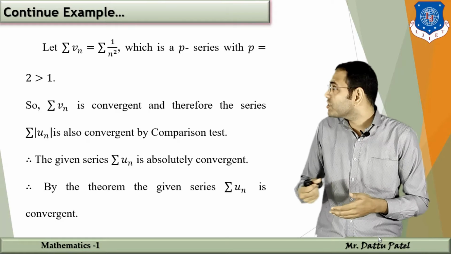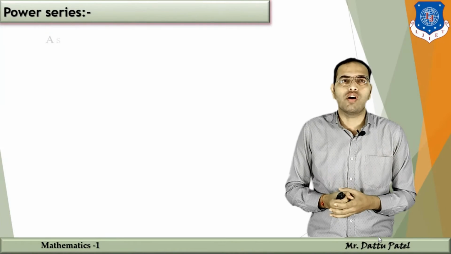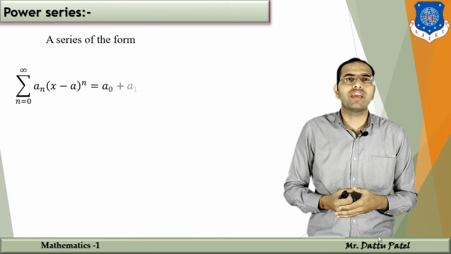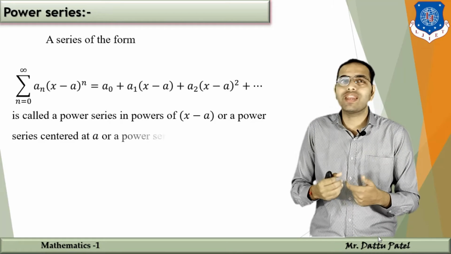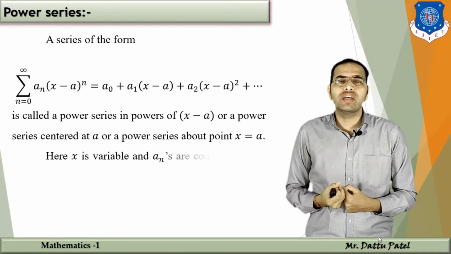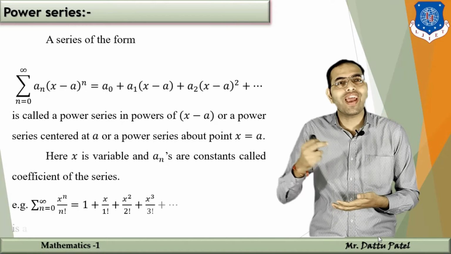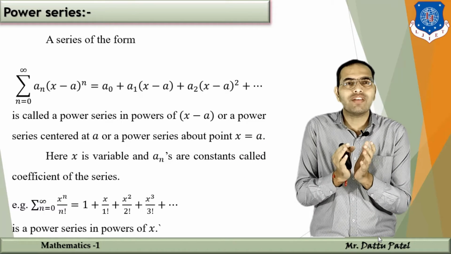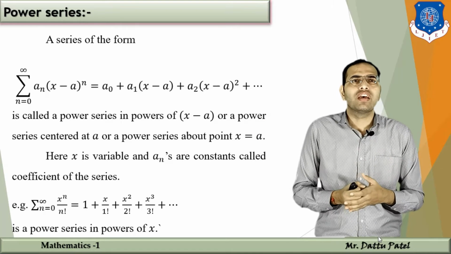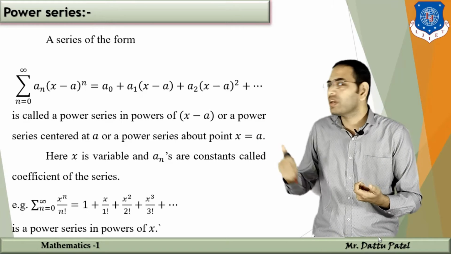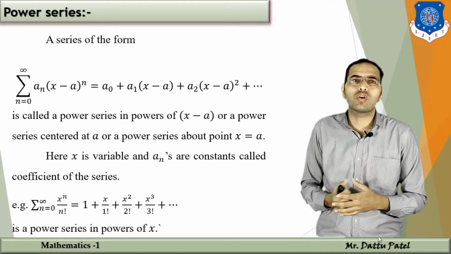Now let's check out the next topic, which is power series. A series of the form summation n equal to 0 to infinity of an into x minus a raised to n. Substituting the values of n as 0, 1, 2, 3 and so on, we get a0 plus a1 into x minus a plus a2 into x minus a whole square and so on. This is called the power series in powers of x minus a, or we can say the series centered at a, or the power series about the point x equal to a.